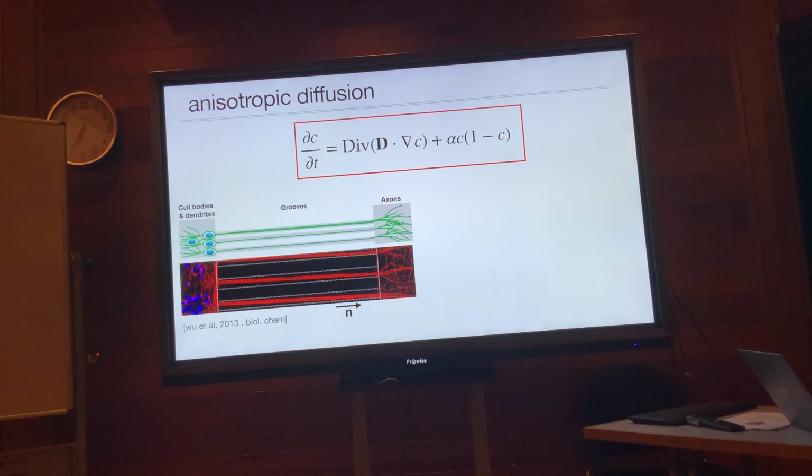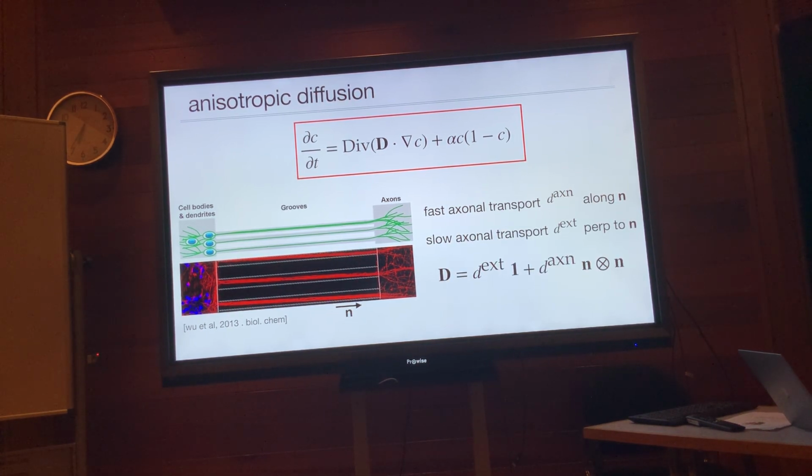And you can do an experiment where, in blue, you add this tau protein with a marker, a GFP, and then you can see them going very quickly. You have very fast axonal transport along the axon and very slow off the axon because they leak a little.